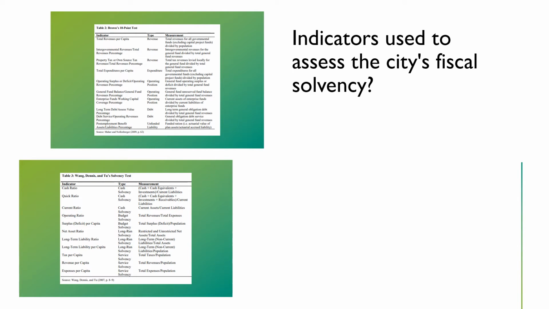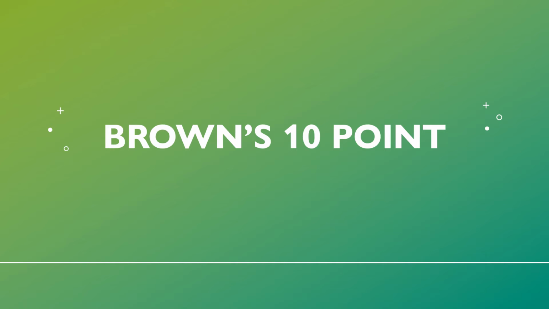In the next slides, we will be using several indicators from two different tests. The first test is Brown's 10-point test, and we will use some indicators from that test. And then we will go on to the Wang, Dennis, and Tu solvency test, and we will get some indicators from that to see if the city of San Fernando is physically solvent. First, we will look at Brown's 10-point indicators.